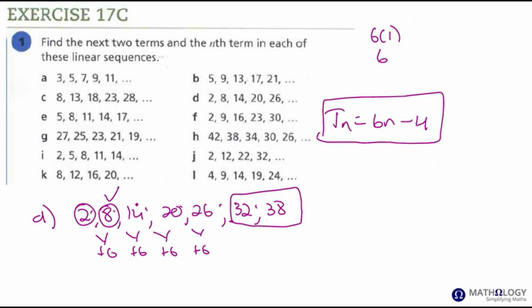When n equals 3, the third term must be 14. 6 times 3 is 18. 18 minus 4 is 14. So we've got the first three terms, therefore this is the correct nth term of that sequence.